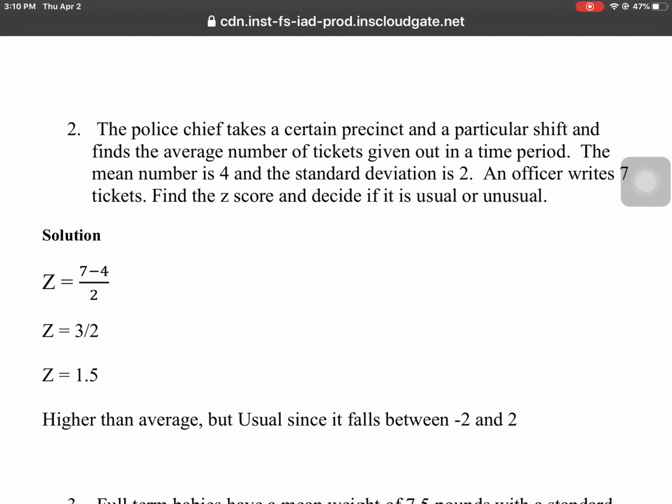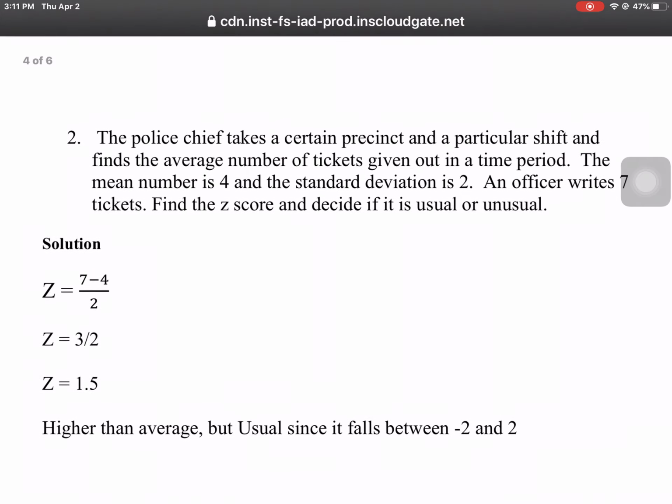Okay, the officer wrote 7, minus the mean of 4, divided by the standard deviation. Same formula: you take the number minus the mean, divide by standard deviation. 7 minus 4 is 3, divided by 2 is 1.5. This is higher than average, but it's still usual because it's between -2 and 2. Between -2 and 2 is usual. So that officer wrote higher than average, but not extremely.